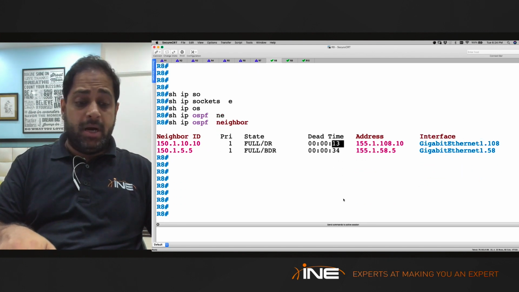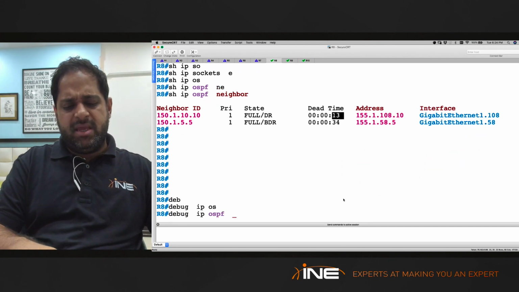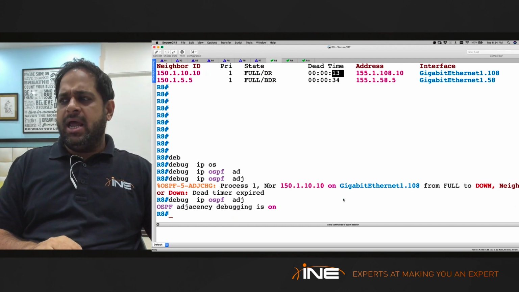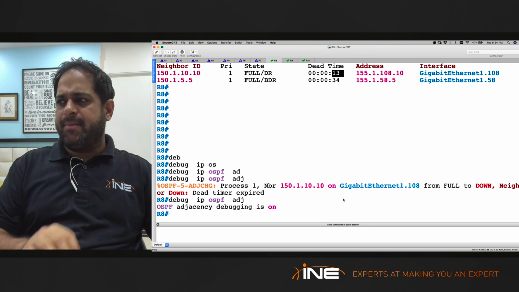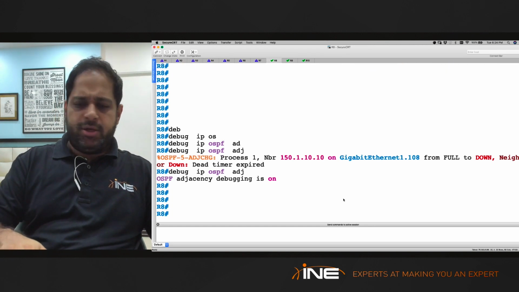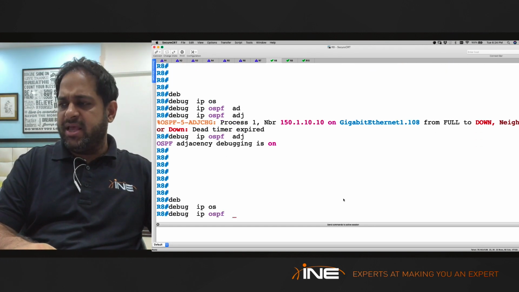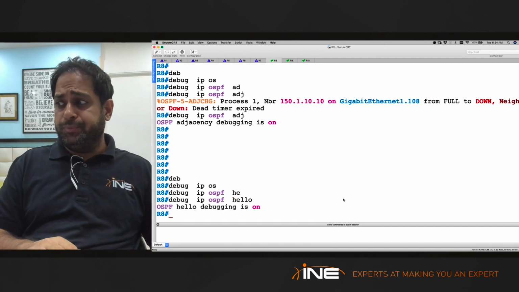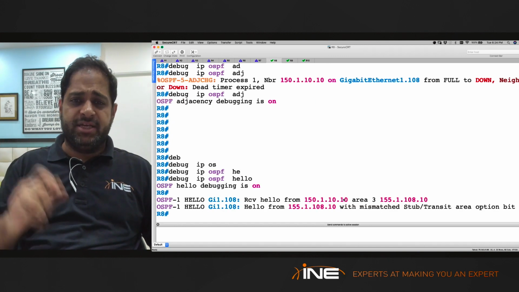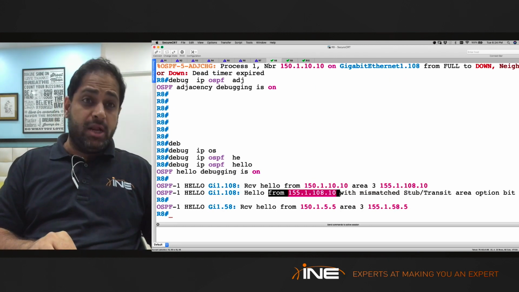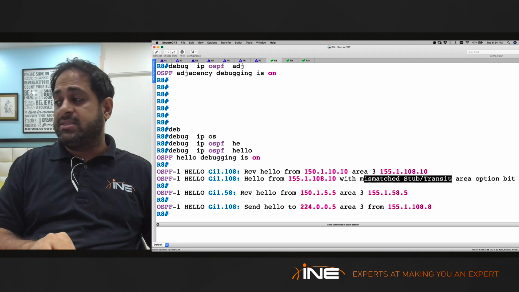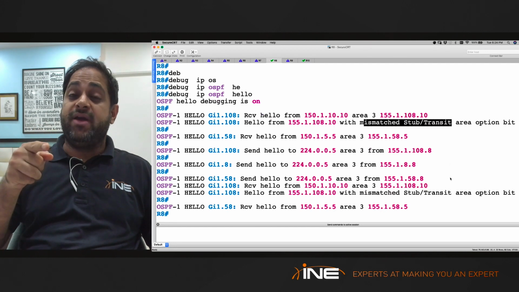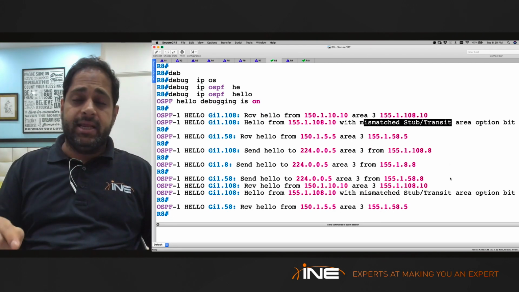In fact, if I do a debug IP OSPF adjacency, it should probably show me that I have an issue of stub flag mismatch. If it doesn't show you here, you can give the command debug IP OSPF hellos. In fact, it should show you here also. So I should see a message that I received a hello packet from R10, but mismatched stub flag. Like I said, when you configure stubby area, you have to configure the entire area, all the routers in that area as stub area.